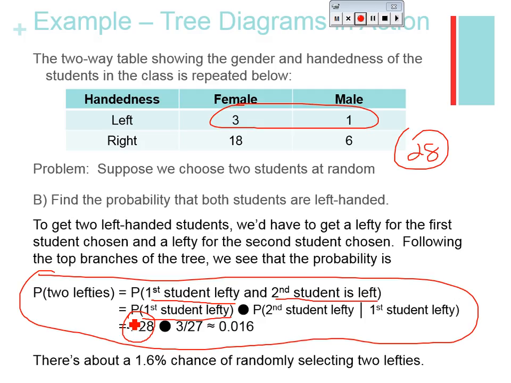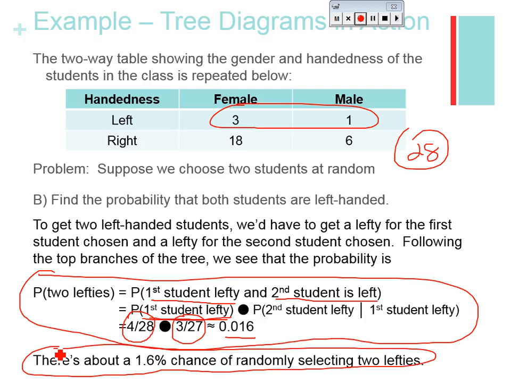And if the first student that we chose is in fact left-handed, that leaves us with not 4 students that are left-handed, but with 3 students that are left-handed. So my chances of choosing a second student who is also left-handed would be 3 out of 27, which comes out to be, when I multiply that, roughly 0.016. So there's about a 1.6% chance of choosing two students where they're both left-handed.